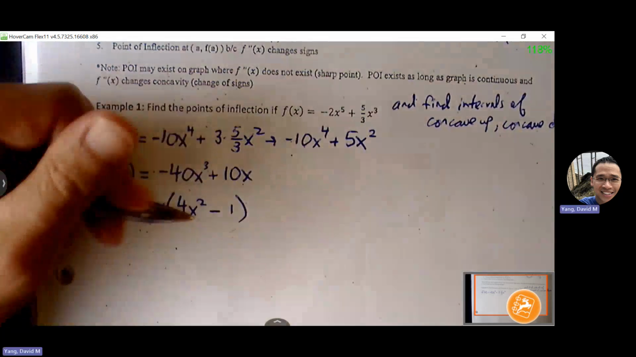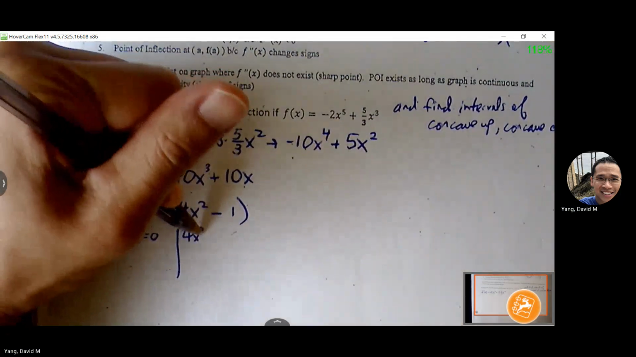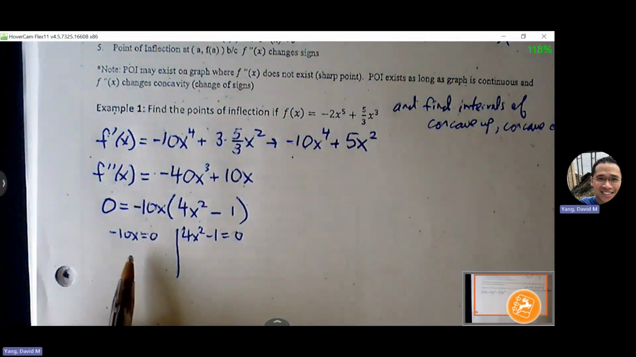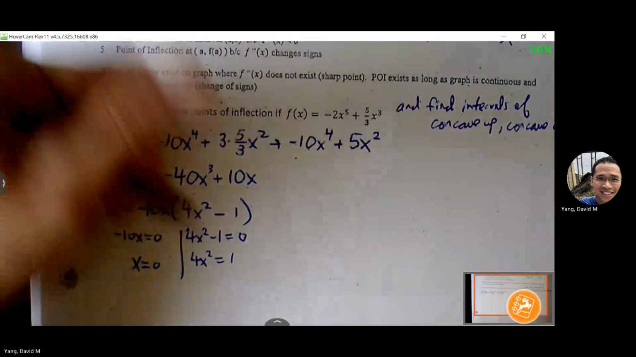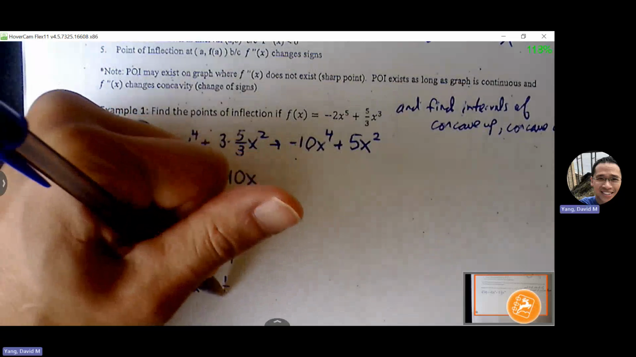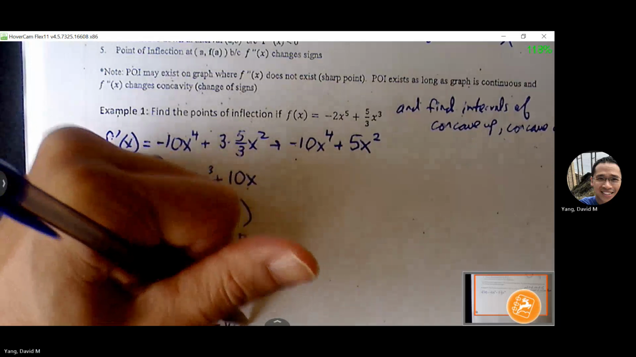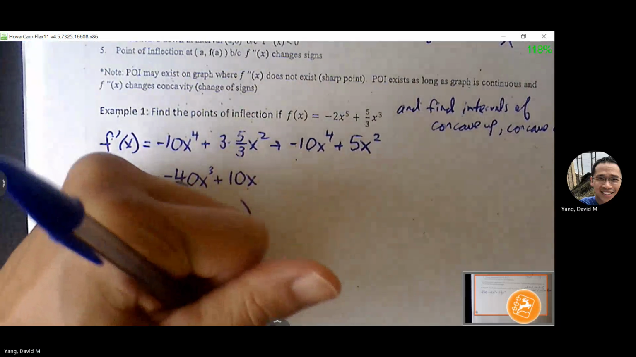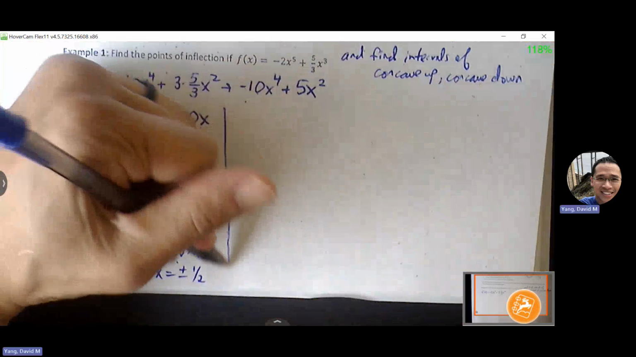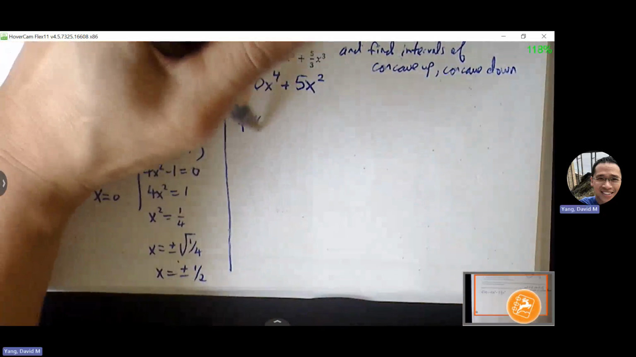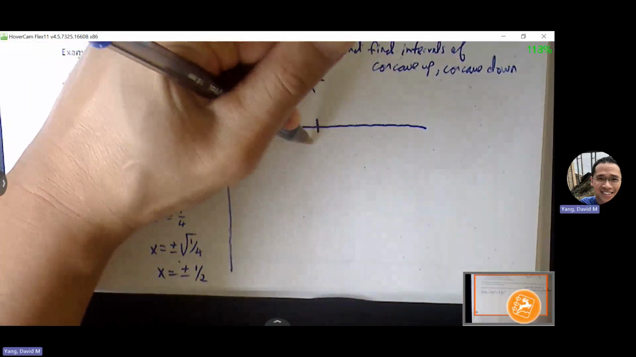All right, so we're going to set both parts equal to 0. This is obviously just going to be 0. And this one, I can divide both sides by 4 and take the square root. Don't forget, plus or minus is going to show up. So I get plus or minus 1/2. So now I'm going to place all this onto my second derivative sign line. Place my critical points onto my sign line.